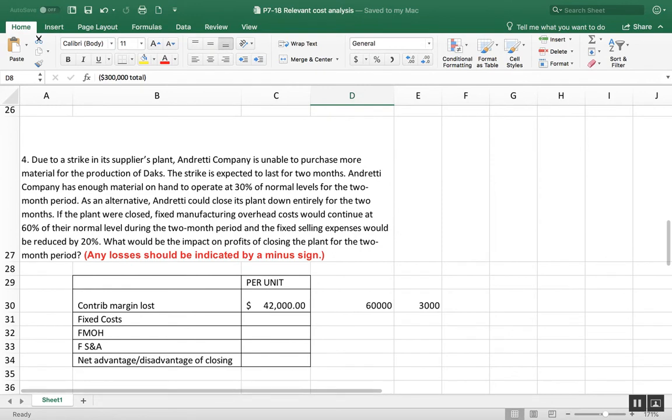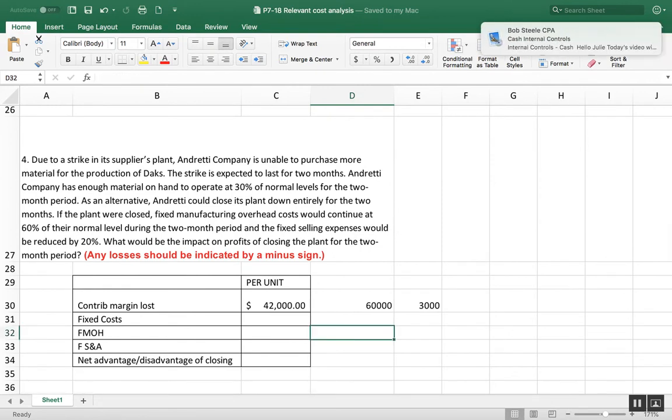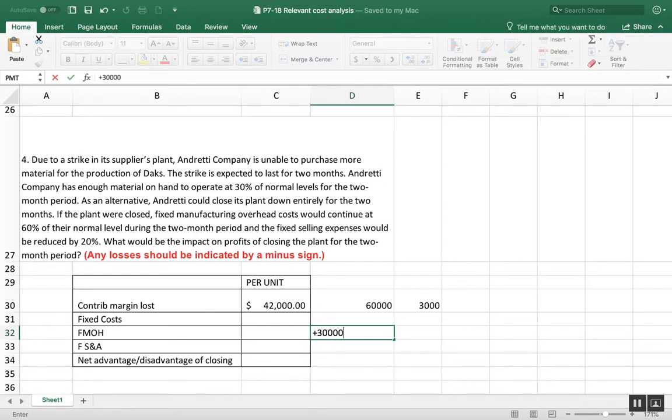So what I'm going to do is say, all right, how much of that am I going to save? So I'm going to take my 300,000 and I'm going to save 40%. Why 40? Times 0.40. Why? Because it says that fixed manufacturing would continue at 60%. So if I continued on, I would save that. I'll at least be saving that 40%.